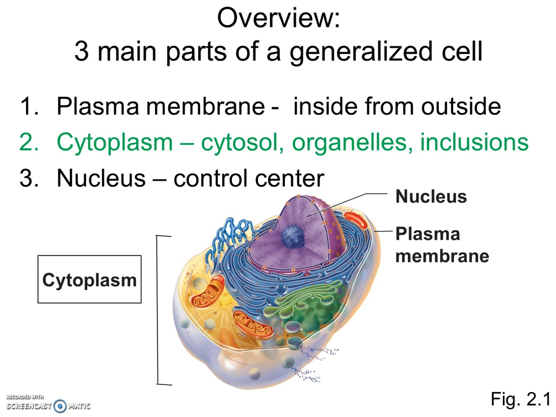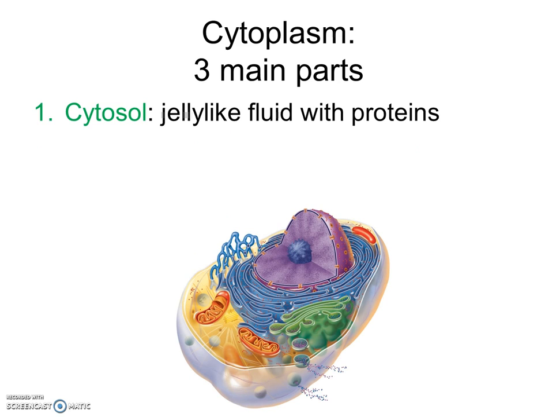Next, let's move on to the cytoplasm. So the cytoplasm is everything inside the plasma membrane. It includes your cytosol, organelles, and inclusions. So let's go into a little more detail about that. The cytosol is basically the jelly-like fluid inside the cytoplasm. So if you were to touch it, it would really feel like jelly. And embedded in this jelly-like fluid are many proteins.